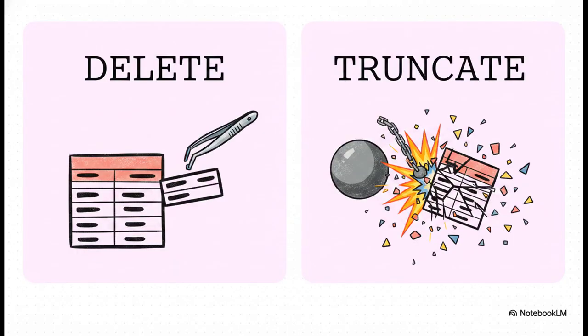Finally, what about getting rid of data? Well, SQL gives us a couple options, and it's really important to know the difference. Delete is like a surgeon's scalpel. You use that where clause to remove very specific rows, and often you can undo it. Truncate, on the other hand, that's a wrecking ball. It removes all the rows from a table instantly. It's way faster, but there's usually no going back.